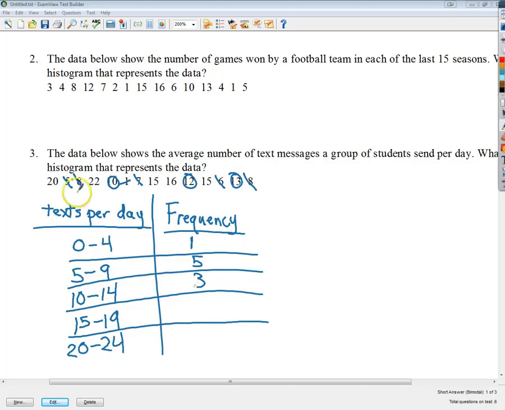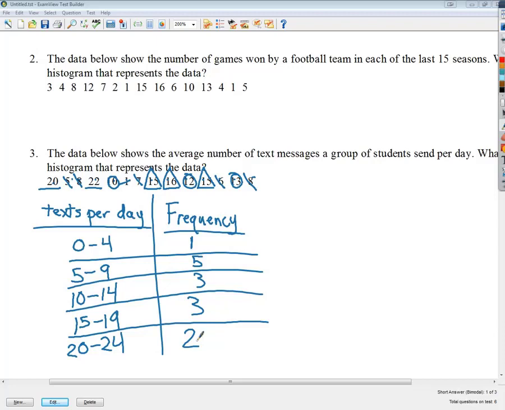That way I can go back and assess how I got my answer, just in case I need to check. 15 to 19, 1, 2, 3. And the last one, 20 to 24, 1, 2, and that's it. It's also a good idea, by the way, to check to make sure you have the right number of frequencies in your table to determine that you've gotten them all. 1, 2, 3, 4, 5, 6, 7, 8, 9, 10, 11, 12, 13, 14. So that works. That's my frequency table.